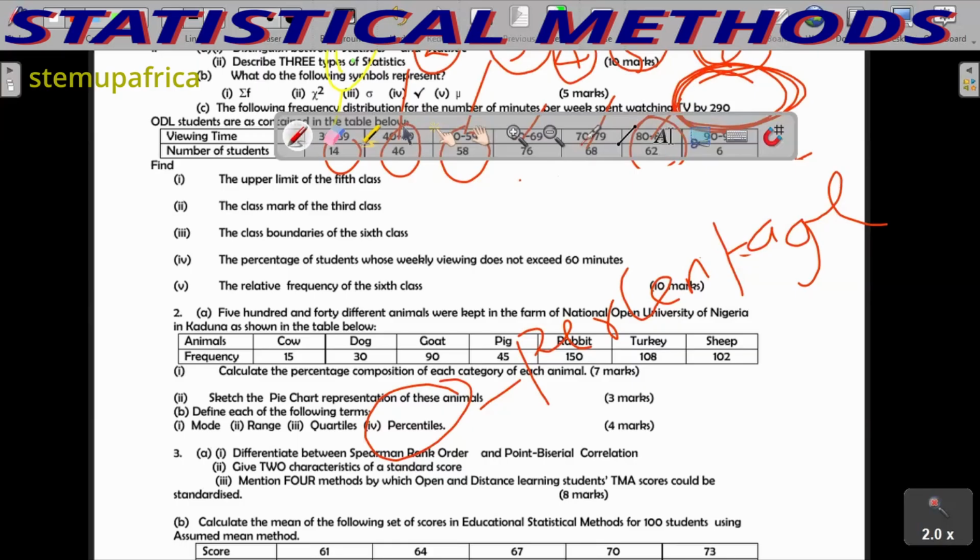Please, the percentile, I didn't get it. Okay, let me come again. The percentile is dividing a set of data or numbers into 100 equal parts. That is the percentile. Thank you, I've got it.